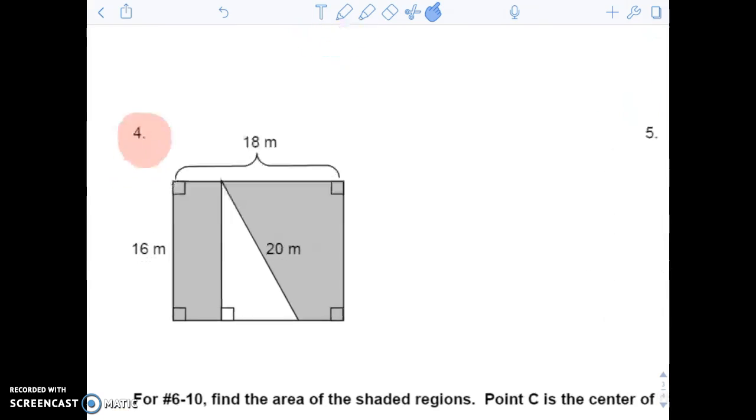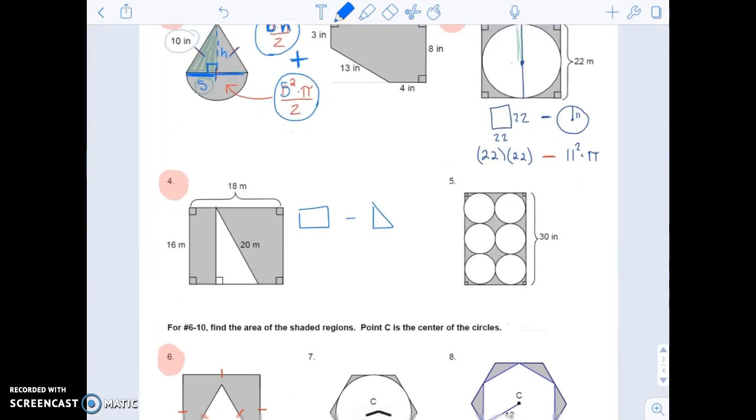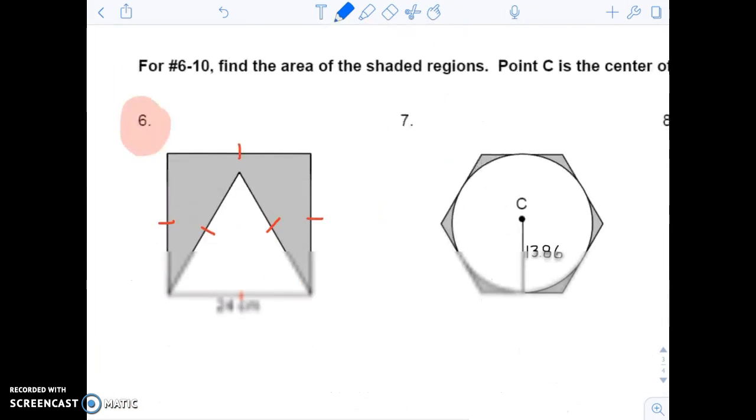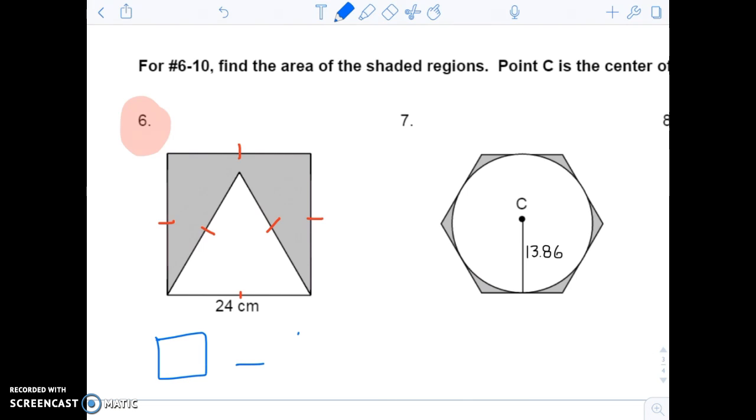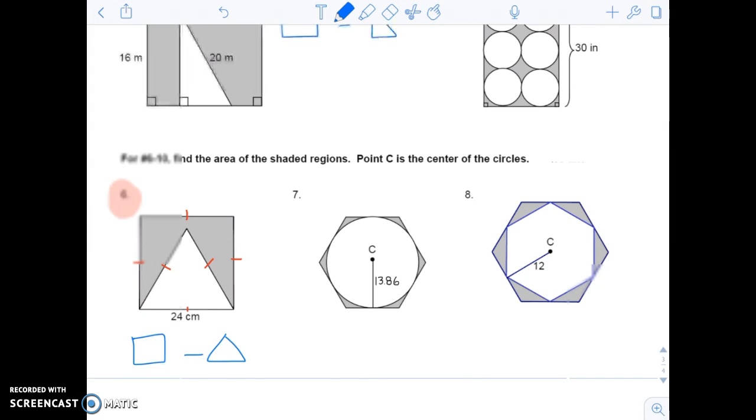Problem number 4, if I wanted to find the area of that shaded region, I could do rectangle minus triangle. And depending on the problems you're doing, like down here, this one also, square minus triangle, you just have to make sure you put them in the right order.